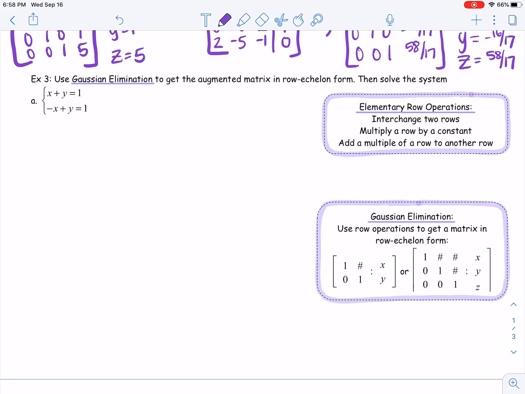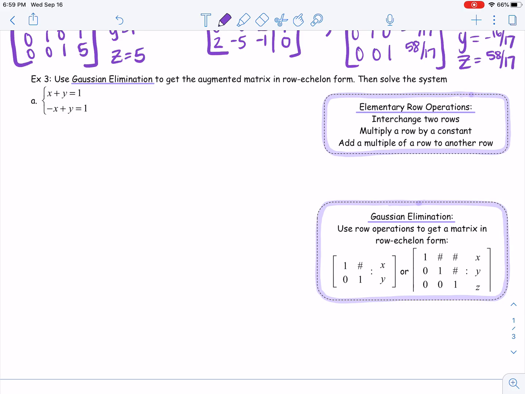That's easy enough. We can multiply a row by a constant. Think about when we solve systems by elimination. Sometimes we have to multiply an entire equation by a number, whether it's a negative or a positive or whatever. So that's the same thing. We can also add a multiple of a row to another row. So I could multiply one row by a number and add it to another row to replace that row. I know this sounds a little confusing, but it's not that bad, okay?